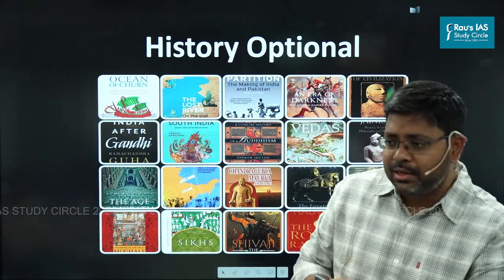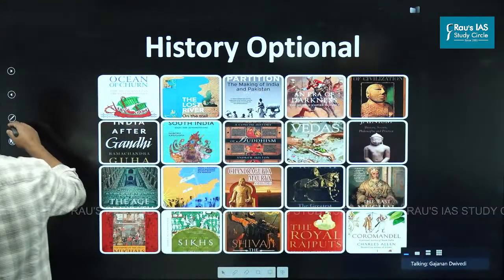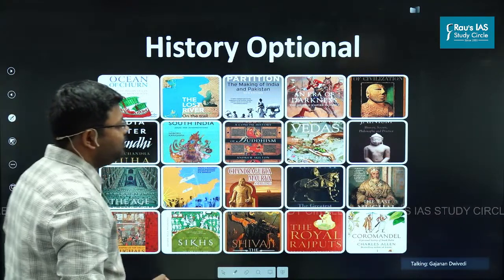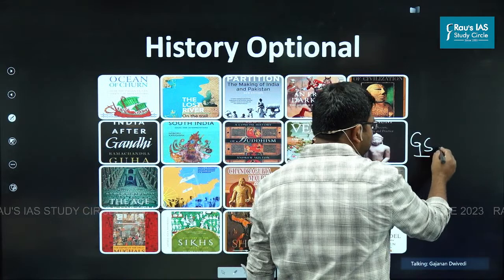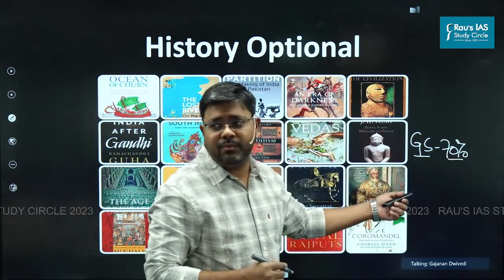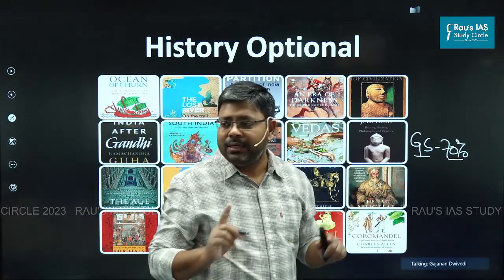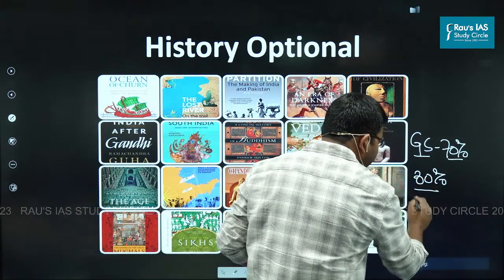Overall, what is the calculation that I always tell the candidates? It's very simple. For GS, anyway, you have to study 70% of the history that you have to study for optional. 30% more debate has to be added.